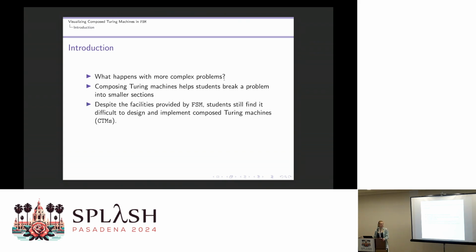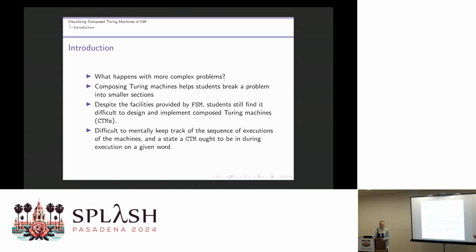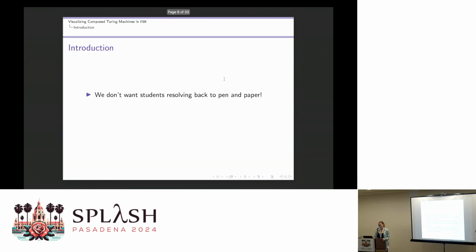However, with everything provided with FSM and composing Turing machines, students still find it hard to design them. It's very difficult for them to mentally keep track of the sequence of executions in the composed Turing machines. And it's also hard for them, once they have an input word in mind, to mentally trace it throughout the composed Turing machine.